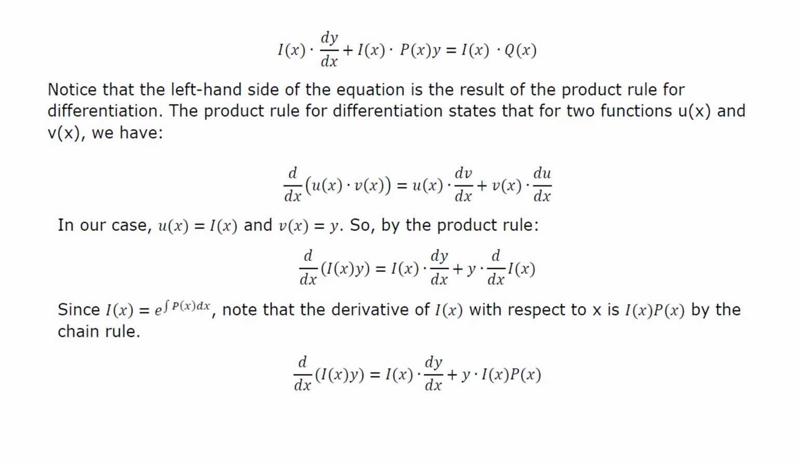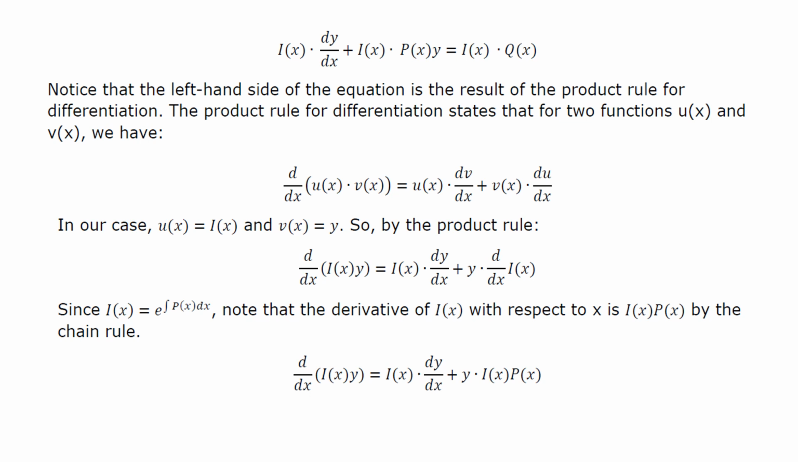The product rule for differentiation states that for two functions u of x and v of x, the derivative of u of x times v of x over dx equals u of x times the derivative of v over the derivative of x plus v of x times the derivative of u over derivative of x. In our case, u of x equals I of x and v of x equals y. So by the product rule, the derivative of I of x times y over dx equals I of x times dy over dx plus y times the derivative of I of x over dx.